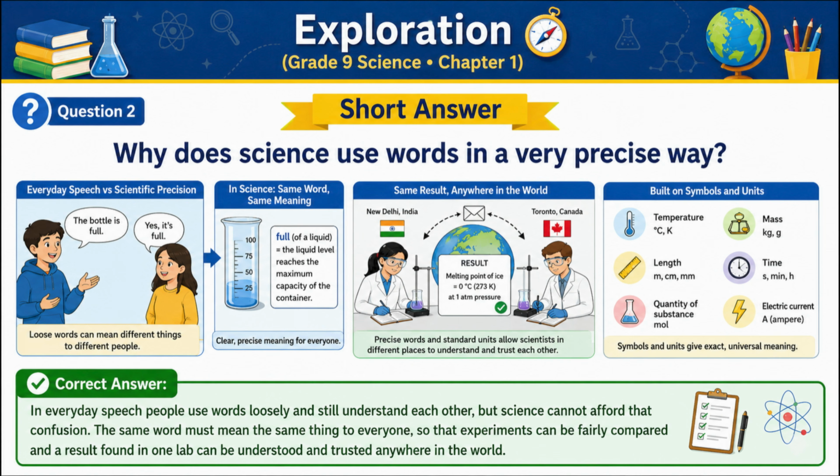2. Why does science use words in a very precise way? In everyday speech, people use words loosely and still understand each other, but science cannot afford that confusion. The same word must mean the same thing to everyone, so that experiments can be fairly compared and a result found in one lab can be understood and trusted anywhere in the world.